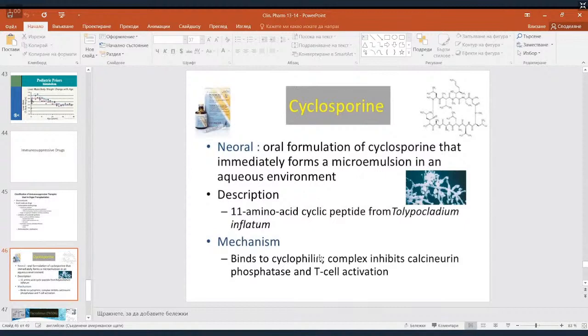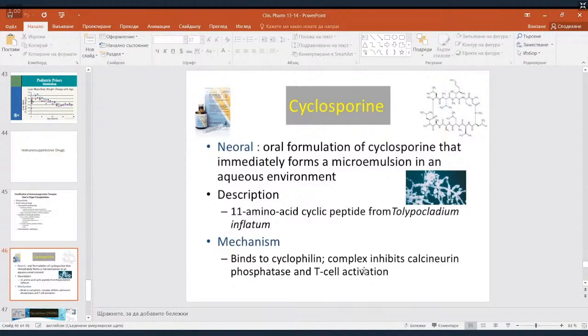Let's talk a little bit about cyclosporin. This is a drug with a trade name of Neoral, but it also has other different trade names, and it is one of the first immunosuppressive drugs of its class, and its mechanism of action is through binding to cyclophilin, which forms a complex that inhibits the calcineurin phosphatase, and this leads to less T cell activation.